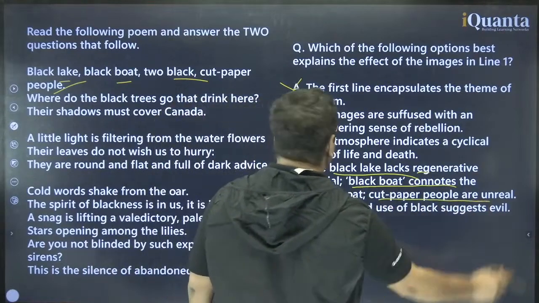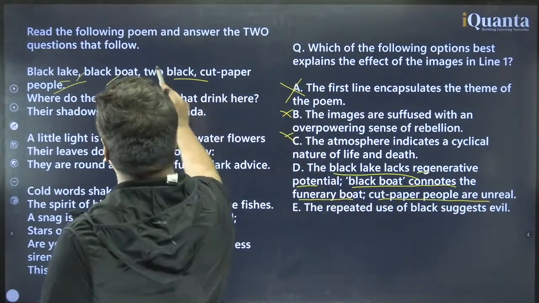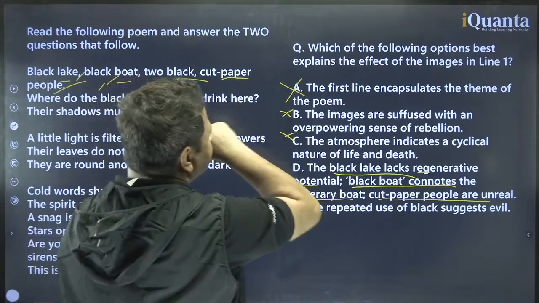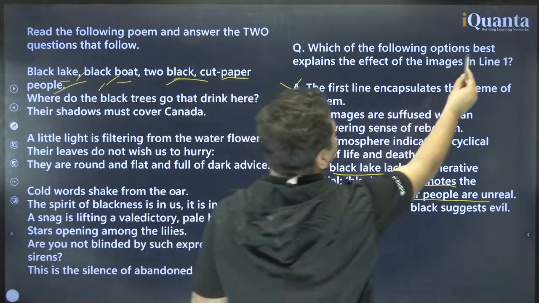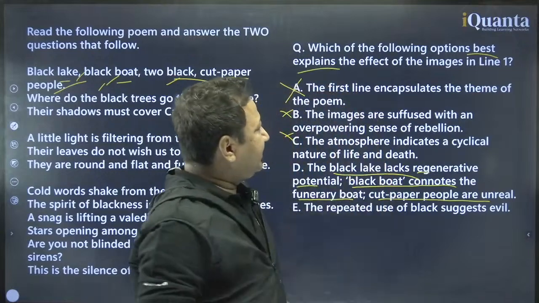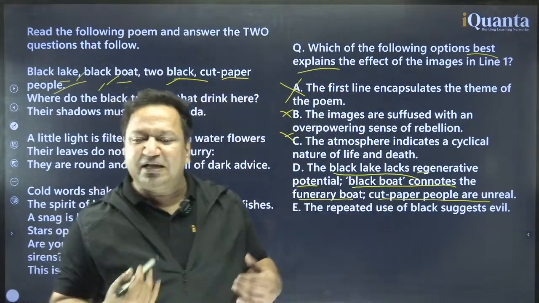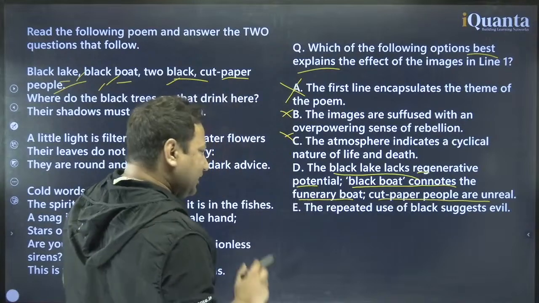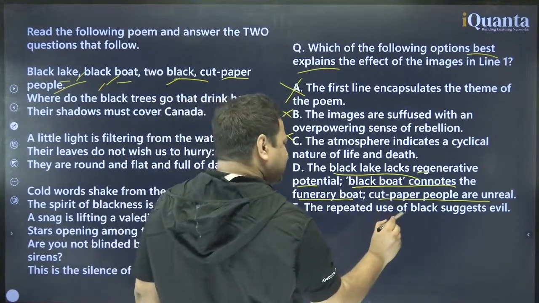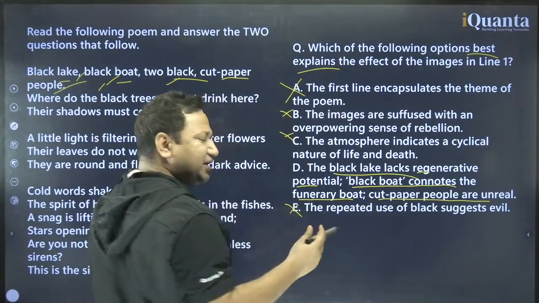Cut paper people are unreal. Black lake, black boat, two black cut paper people. Best explains. It's not that it's the right interpretation, it is the best interpretation. Okay, let's see E also. Repeated use of black is evil. Now this is something which is too direct.